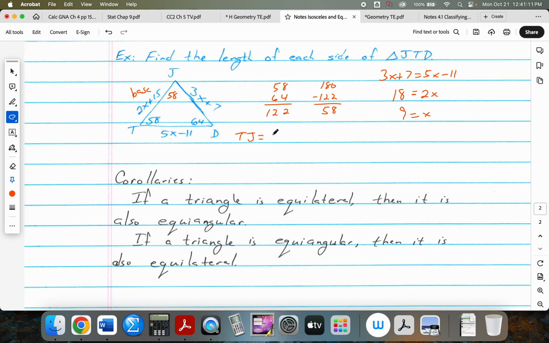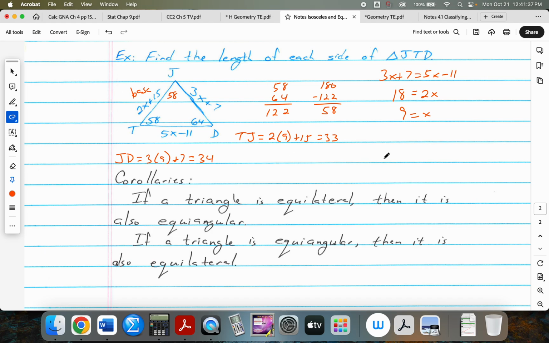Now we can find the lengths of the three sides. The length of TJ will be 2 times 9 plus 15. See, that's 18 and 15 is 33. The length of JD will be 3 times 9 plus 7. It's 27 and 7 is 34, etc.